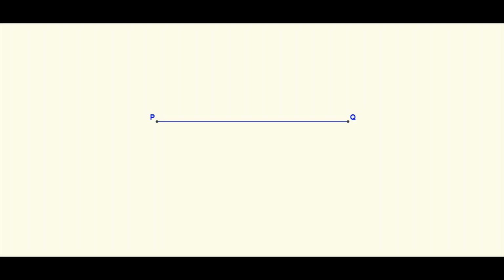Now here I have a line segment PQ. So I'm going to teach you the steps that you will need to bisect the line segment PQ. Step 1. You're going to place your compass point on one end of the line segment. So you either can place it at point P or you can place it at point Q, right? And this is how you would do it.